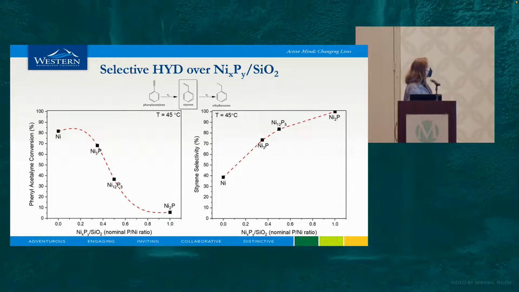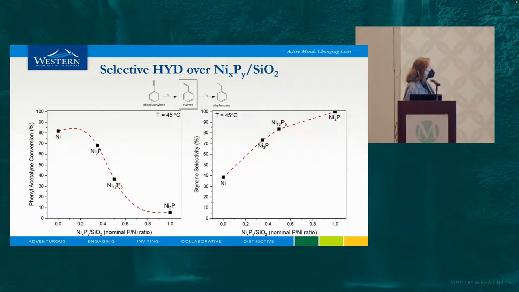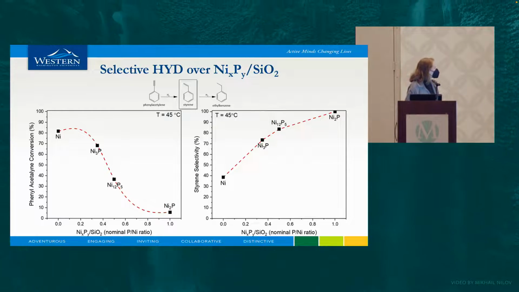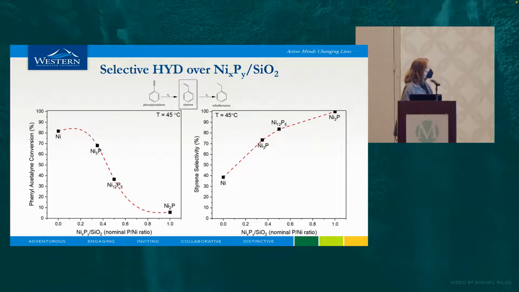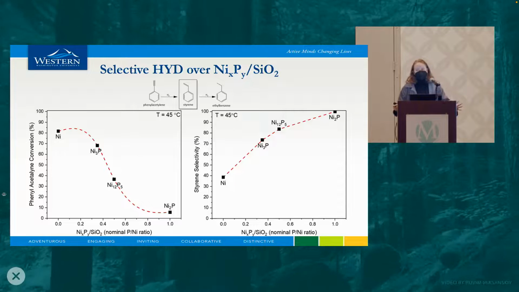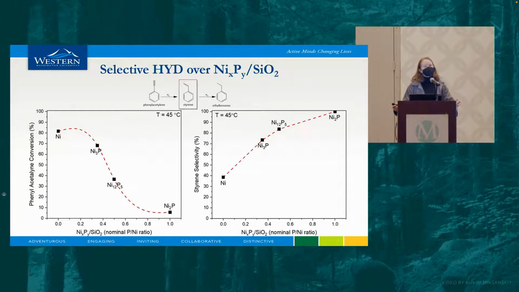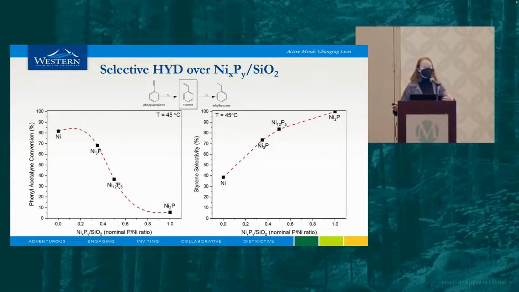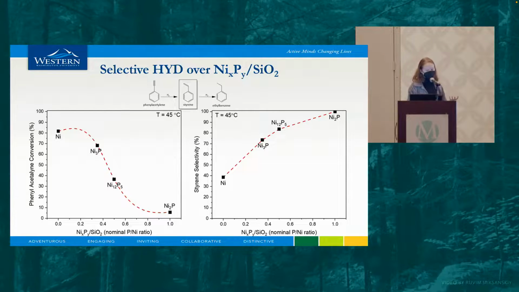We can see our conversion and selectivity as a function of phosphorus to nickel ratios. As we increase in phosphorus, we go down in conversion, but we go up in selectivity. So the real question is, how do we keep the selectivity that we need while getting all the conversion that we really want, right?